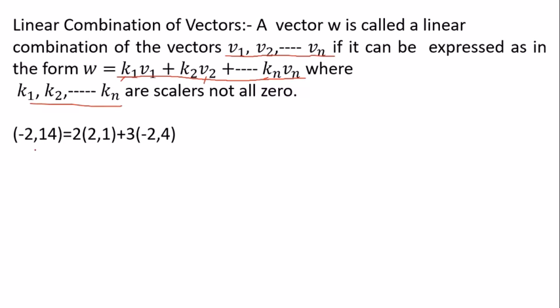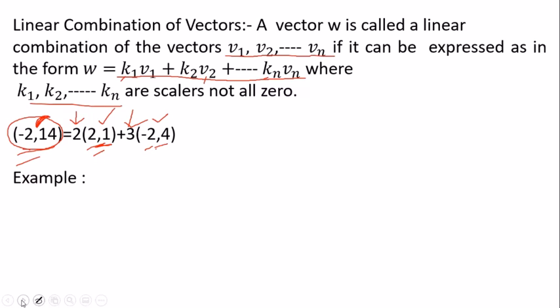Actually what we are trying to find out is, suppose one vector, minus 2 comma 14, is given, 2 comma 1 is also given, minus 2 comma 4 is also given. So we are trying to express minus 2 comma 14 as a linear combination of these two vectors. Our aim is to find this 3 and this 2. Once you get these values 2 and 3, we can say that minus 2 comma 14 can be expressed as a linear combination of 2 comma 1 and minus 2 comma 4, that is two vectors. If you are not able to find these 2 and 3, then we say that the given vector cannot be expressed as a linear combination of the remaining two vectors.